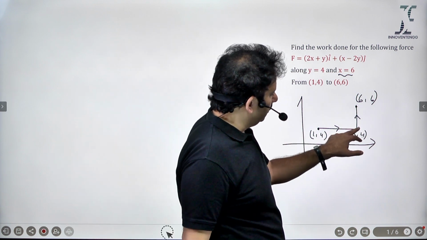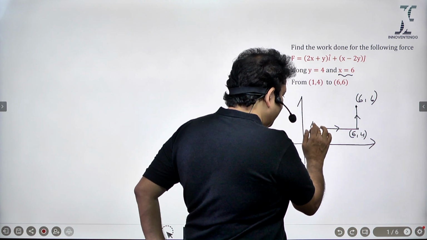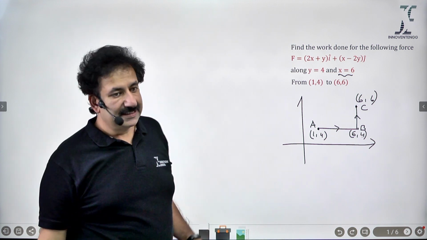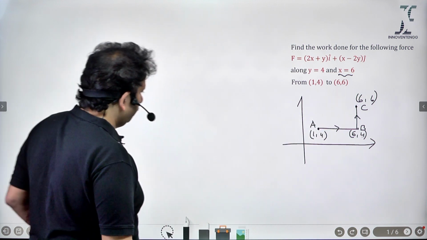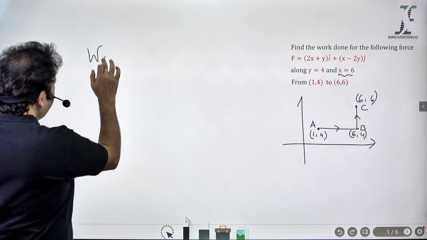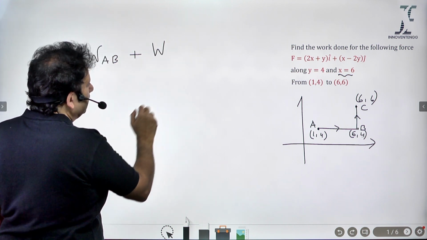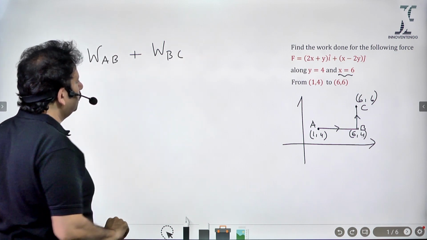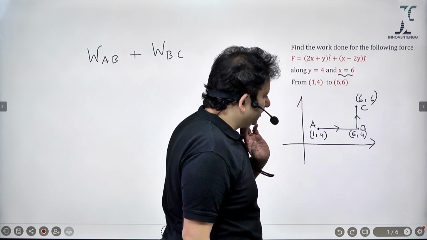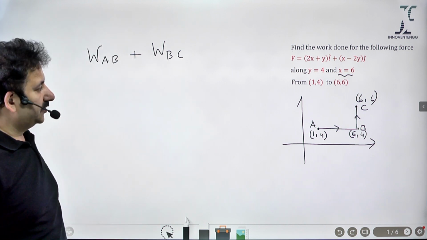First you compute the work done along this path, and then along the vertical path. If I have to name them, they would be A, B, C. Am I right? I am naming them A, B and C. So I will be getting work done along two paths, AB and BC. These are the two components of work done: one along AB, where y is kept constant, and another along BC, where x is kept constant.